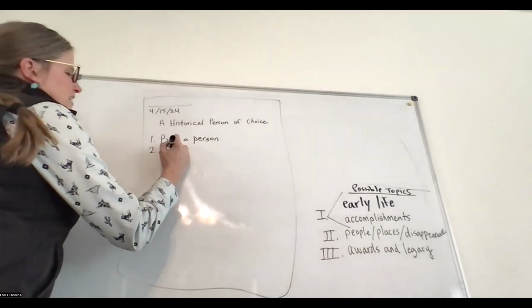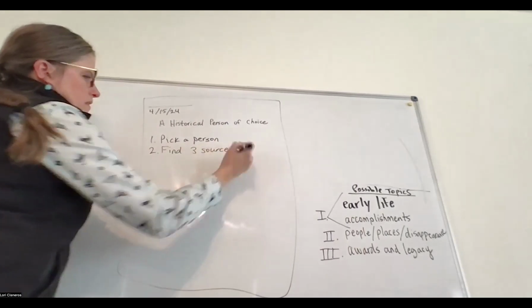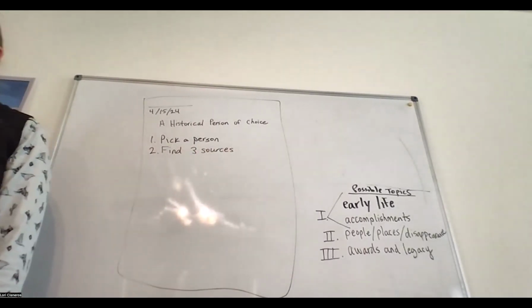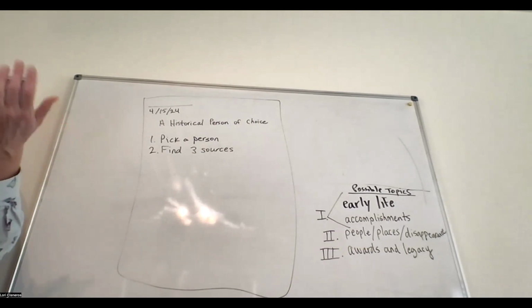Find 3 sources. What are some possible sources to find information? Where can you find information? A biography? Online? Yeah. Or in a library. A book?